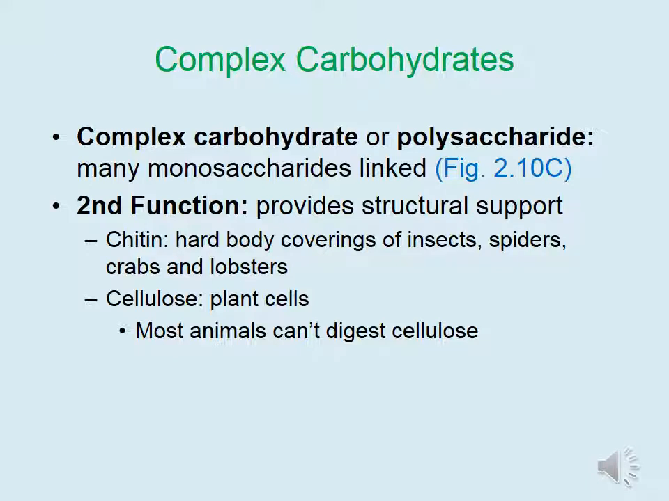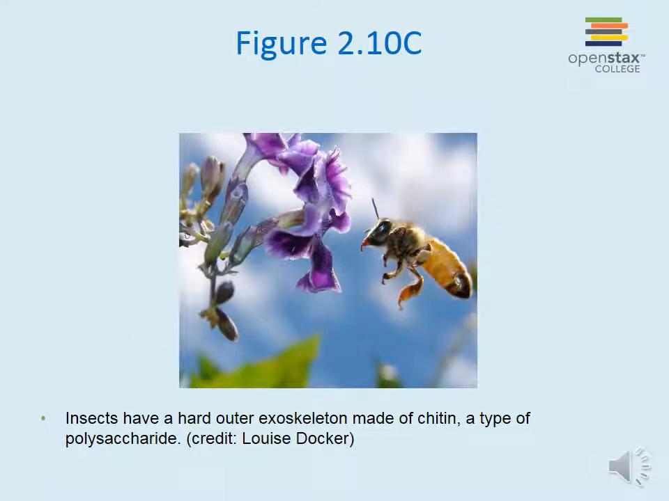Cellulose gives rigidity and structure to plant cells. For instance, tree trunks and tree branches are rigid due to cellulose. Most animals cannot digest cellulose, therefore it is not a food source. Insects have a hard outer exoskeleton made of chitin, a type of polysaccharide.